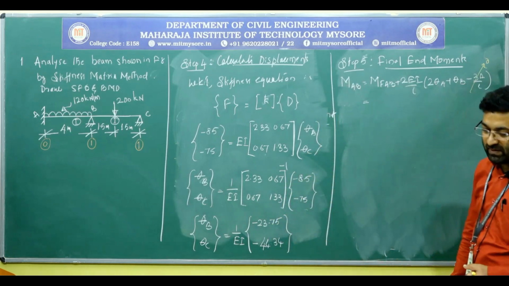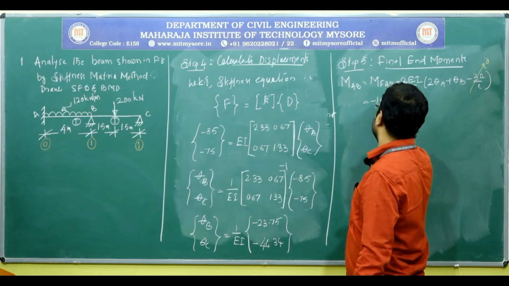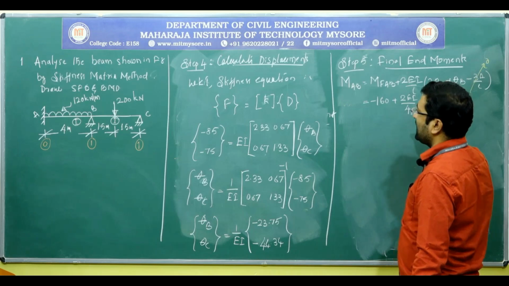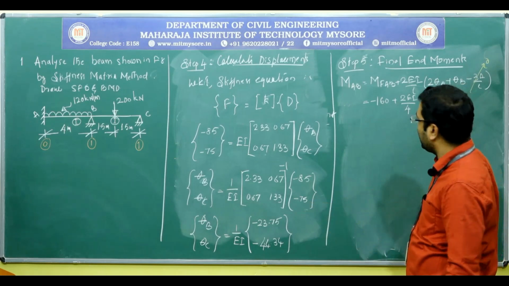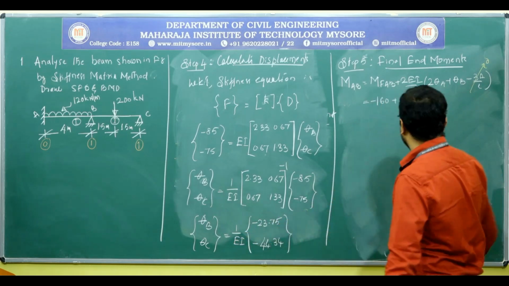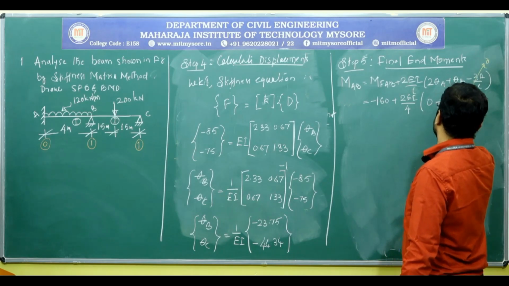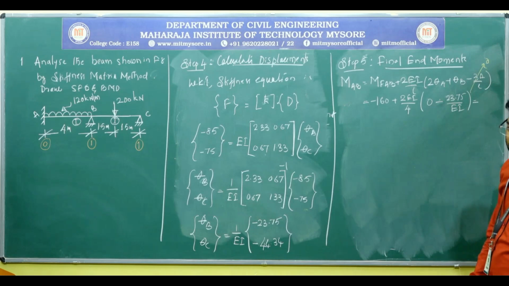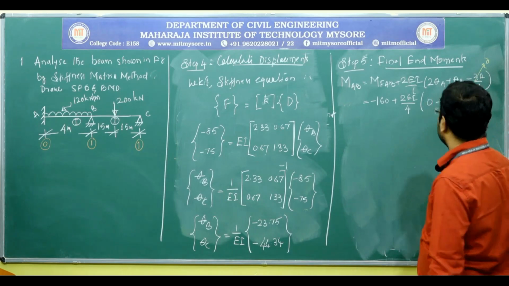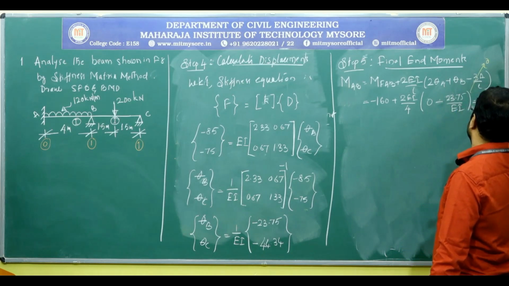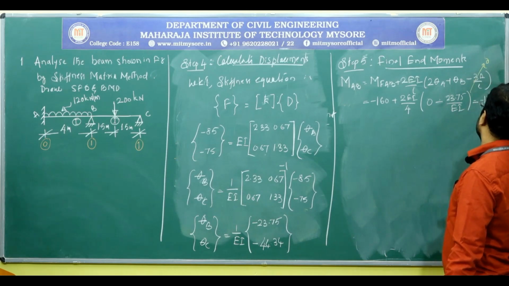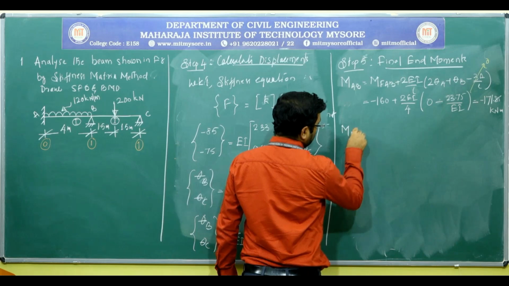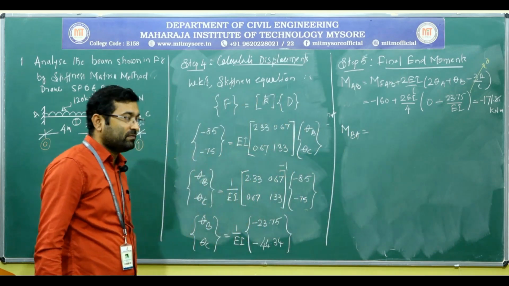So MFAB, as per our calculations, is minus 160, plus 2 EI into, L is 4 meter, into theta A, which is 0, plus theta B, as per our calculation, minus 23.75 by EI. So this gives me a value of MAB as minus 171.875 kilonewton meter.